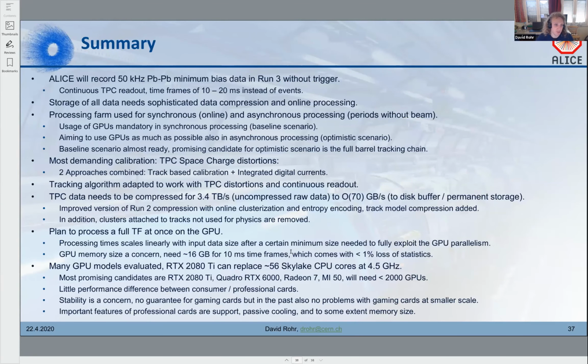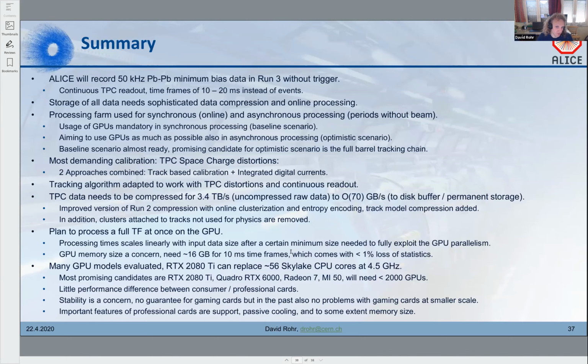Okay, coming to my summary. So ALICE will record 50 kilohertz of lead-lead data, only minimum bias data in Run 3. So we store all the data that we get. And we will not take events, but timeframes of 10 to 20 milliseconds. We need to employ sophisticated data compression to store all this data because the storage size doesn't increase with the data rate, of course. And we have an online processing farm on site that is also used for asynchronous processing while there is no beam in the LHC.